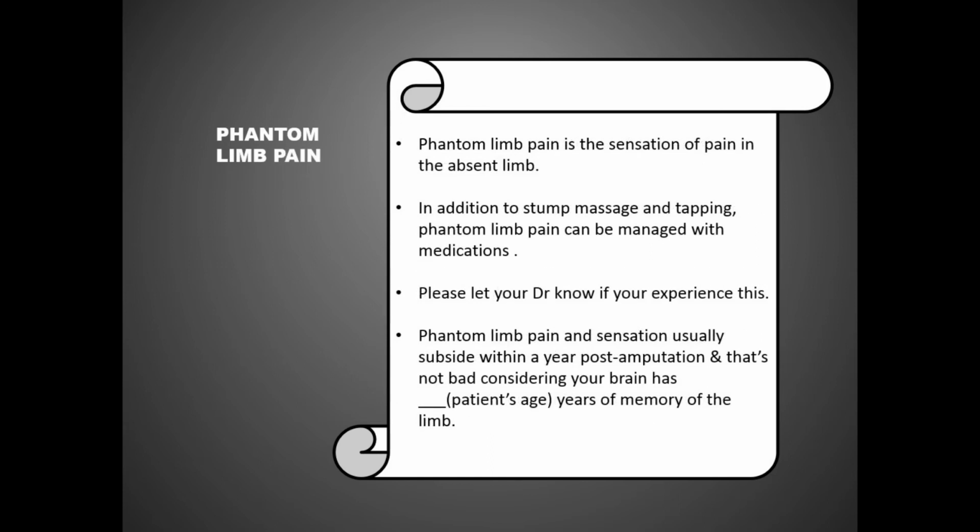Phantom limb pain. Phantom limb pain is the sensation of pain in the absent limb. In addition to stump massage and tapping, phantom limb pain can be managed with medications. Please let your doctor know if you experience this. Phantom limb pain and sensation usually subside within a year post-amputation, and that's not bad considering your brain has X number of years of memory of the limb.